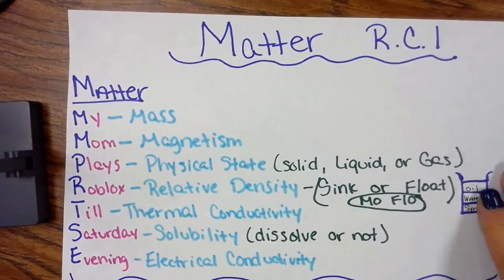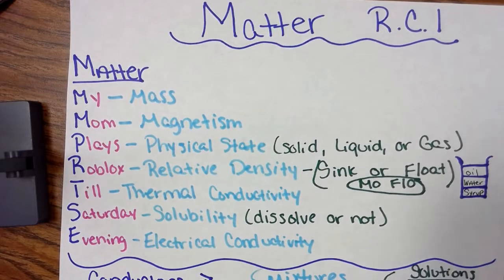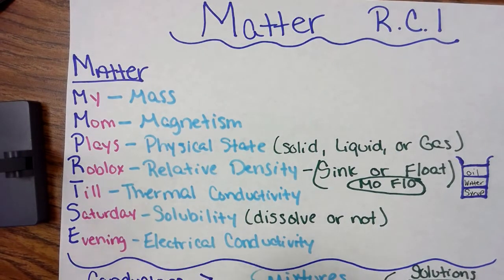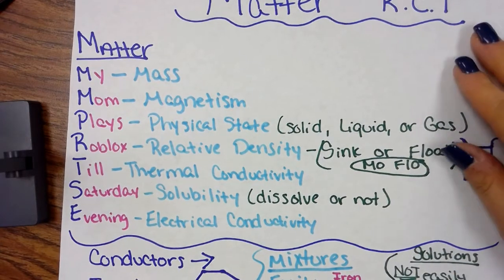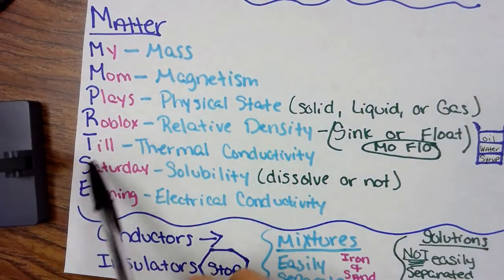All right, matter is our first category that we've learned this year, reporting category 1. Remember we talked about how heavy each of the 4 categories are on the STAR test, meaning how many questions they ask generally. Okay, so let's start with matter. Matter, I got you here. My mom plays Roblox till Saturday evening.